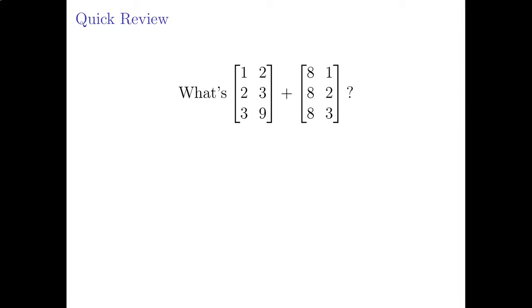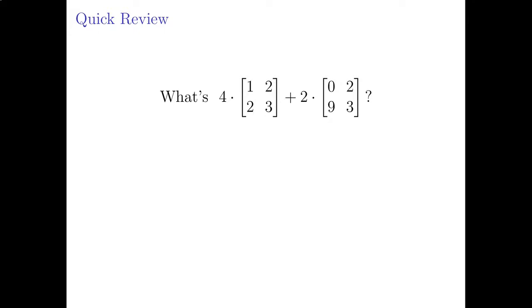Now, what is the addition of these 2 matrices? Here we get 9, 3, 10, 5, 11, 12, because matrix addition is a very simple operation. It just means add each of the respective elements. So 1 plus 8 is 9. That's why the upper left corner is 9. 2 plus 1 is 3. That's why the upper right corner is 3, etc.